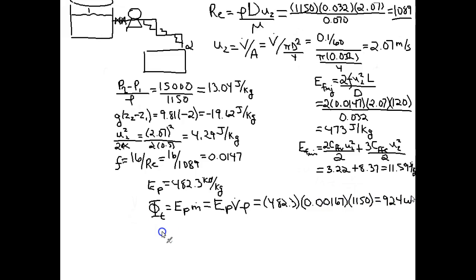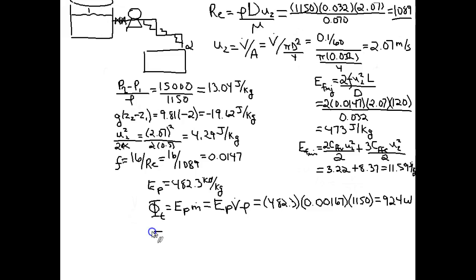Now let's plug everything in and figure out what our theoretical pump power is. There. Our theoretical pump power is 924 watts. But our pump isn't 100% efficient. We are given in the problem that our pump is only 90% efficient. So we need to account for that. And that's how we're going to get the brake power.